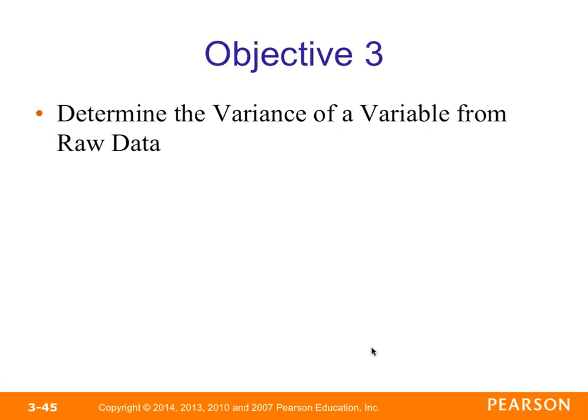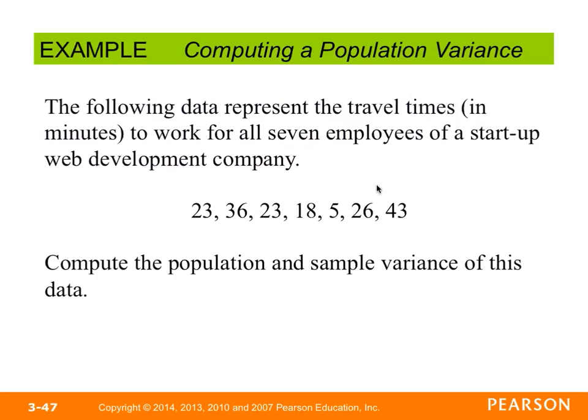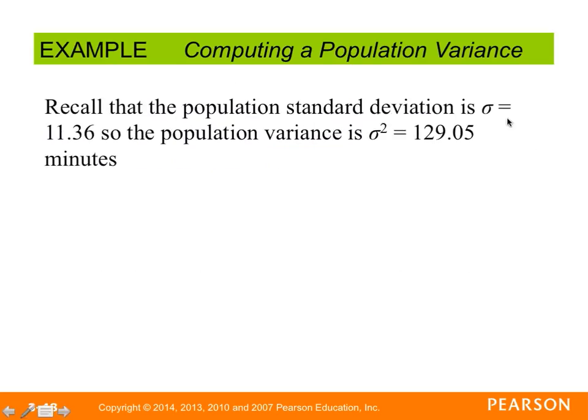Now, one thing you can do is you can also determine something called the variance. The variance is pretty easy to find because really we've already done standard deviation. So the variance is just the square of the standard deviation. So the population variance is just sigma squared, and the sample variance is just s squared, since sigma and s are our population and sample standard deviations. So if you recall, the population standard deviation for that first data that we looked at, our sigma, was 11.36. So that means that the variance is just 11.36 squared, which is 129.05.